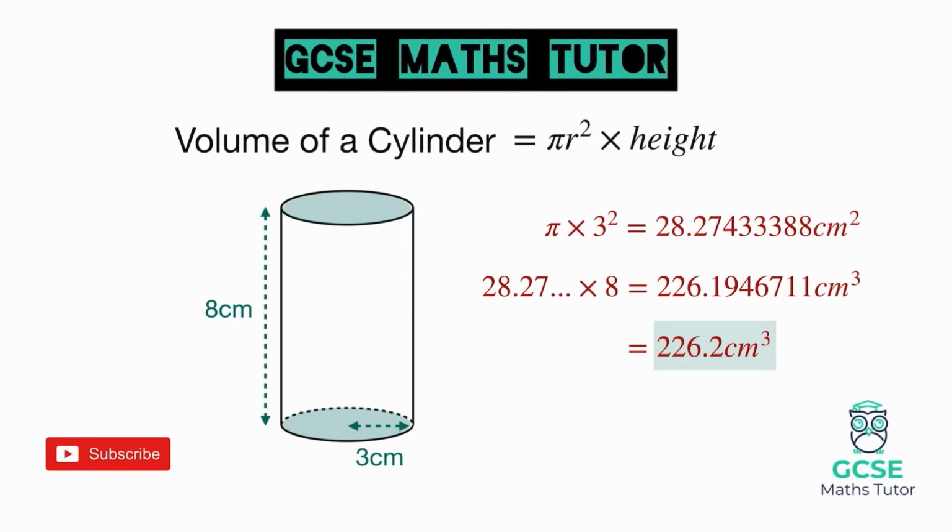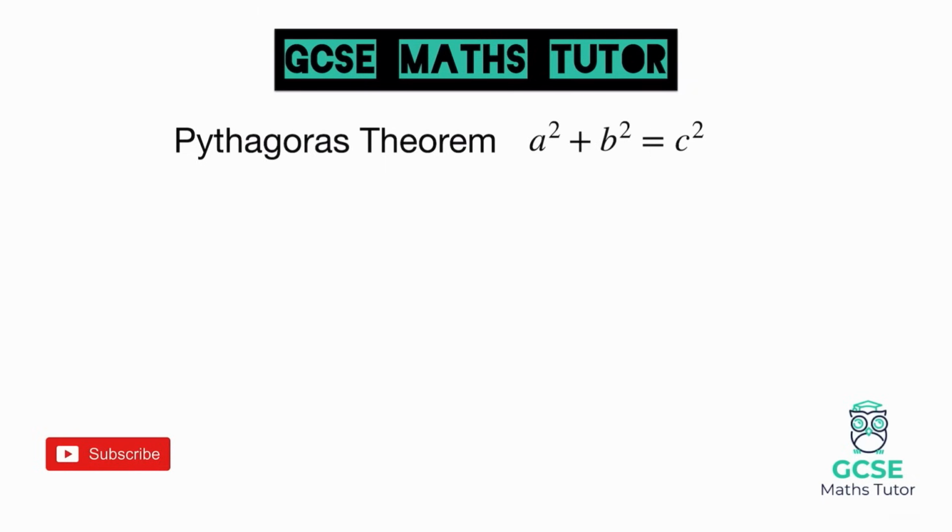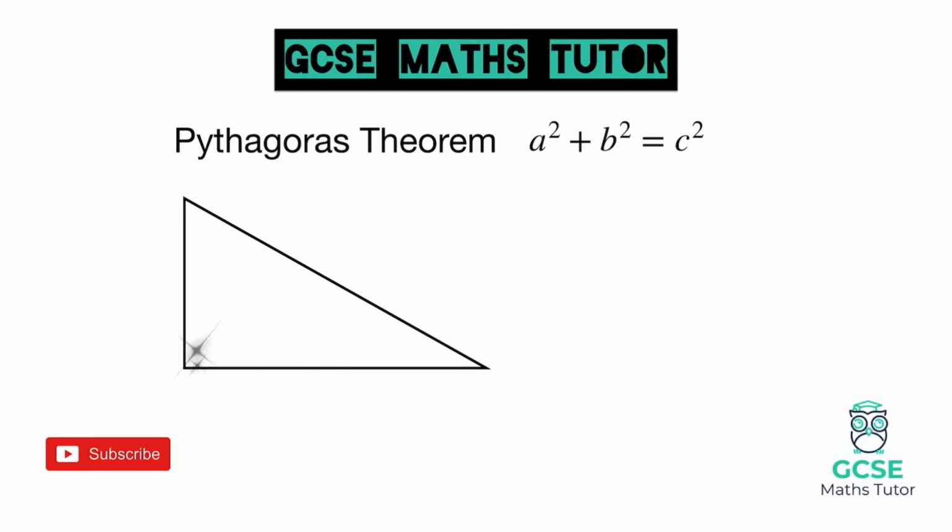Okay, moving on to our next formula, we're going to have a look at Pythagoras' Theorem. Now Pythagoras' Theorem is a squared plus b squared equals c squared. And this applies when we're looking at certain types of triangles. It specifically applies when we're looking at a right-angled triangle. So we will have to have a right angle in our triangle in order to use this.